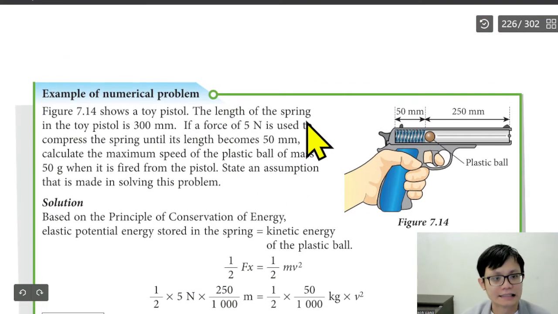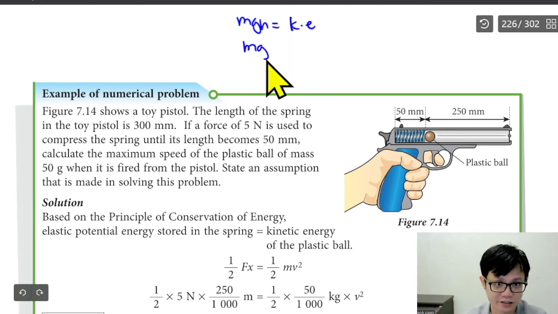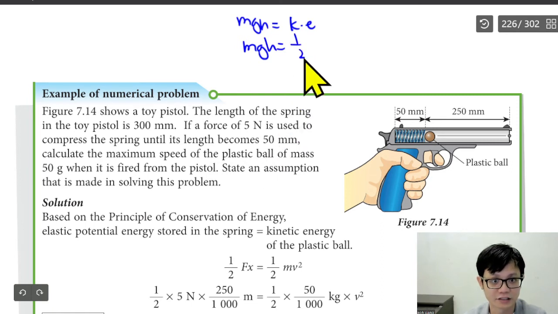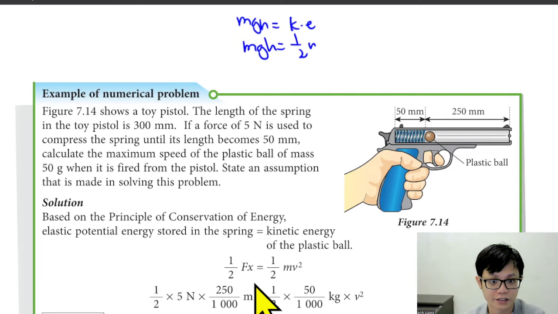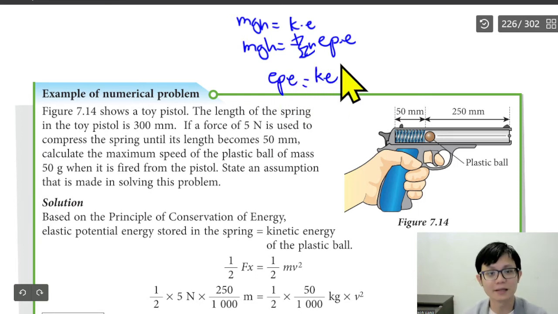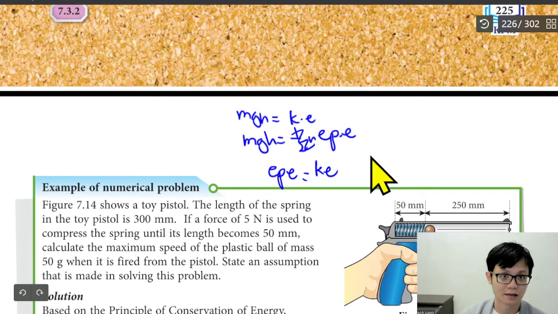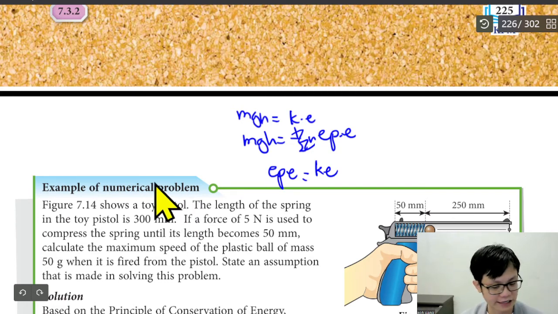Okay, very fast we look at this ball. Due to the principle of conservation of energy, we can use formulas like mgh equals KE, for example. And we can use mgh equals spring energy, elastic potential energy. Or we can use elastic potential energy equals kinetic energy. This formula can be a lot, it can be anything, because of the principle of conservation of energy.